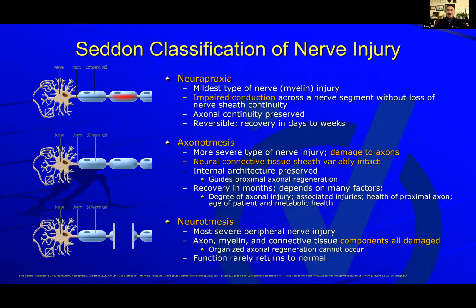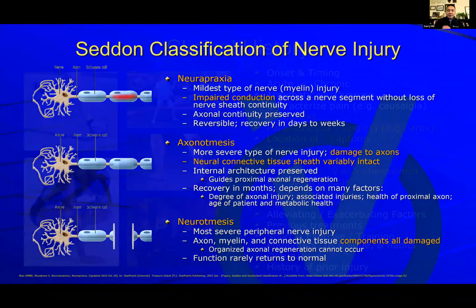The other thing I'll mention is axonotmesis is the one that's most variable in its prognosis, and therefore it's also the one that's most dependent on other factors. And it's important for us to remember other aspects of our training, whether it's primary care or other general medicine concepts, because the general medical health and the metabolic health and condition of the patient will have significant contributions to a patient with axonotmesis and their propensity to recover. And I'll make mention of that in a bit.